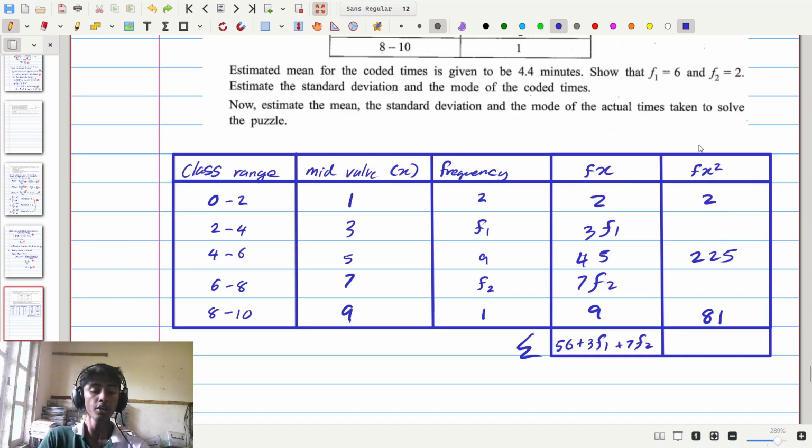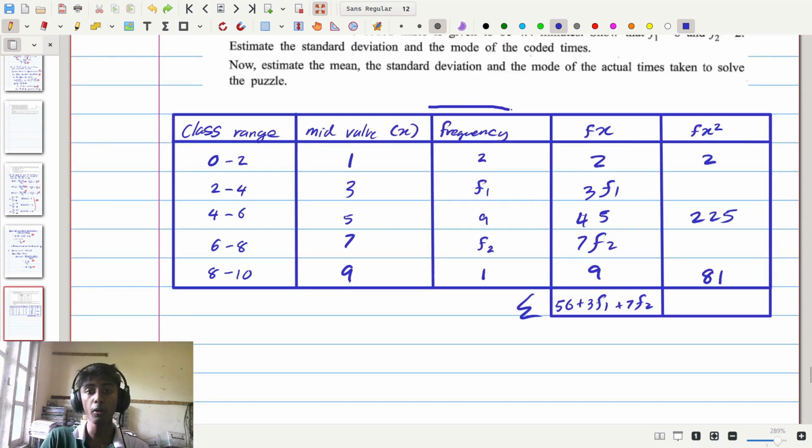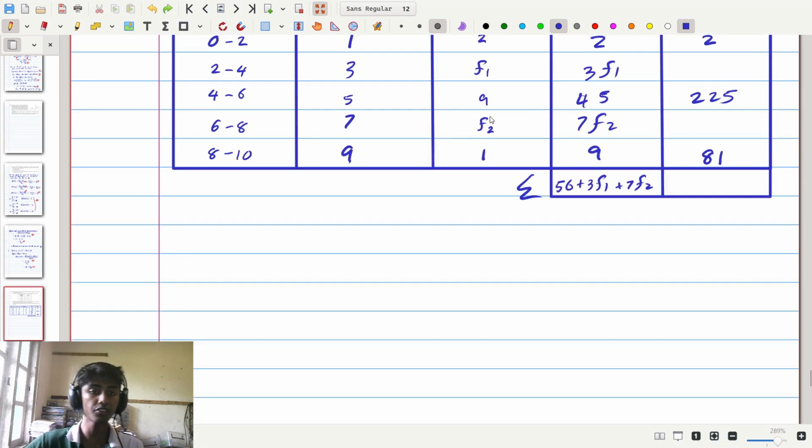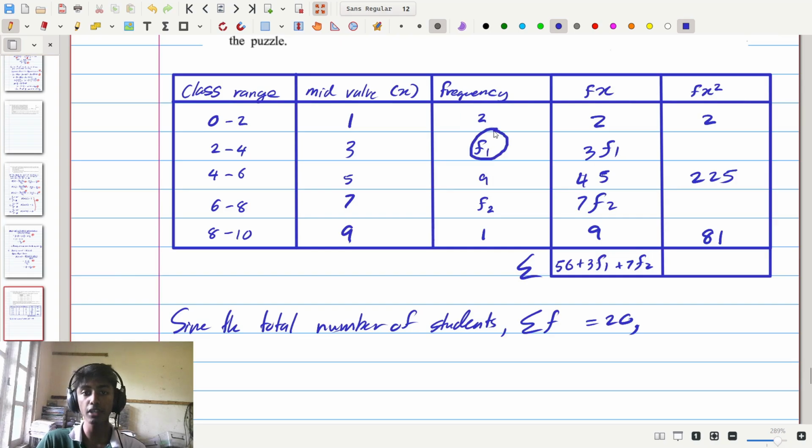Considering this setup, we can see, first off, the total number of students is equal to 20. According to that, the total of the frequencies must be equal to 20. So using that, we can say the total number of students, which is sigma f, is equal to 20, the sum of all the frequencies, which is 2 plus f1 plus 9 plus f2 plus 1, must be equal to 20.